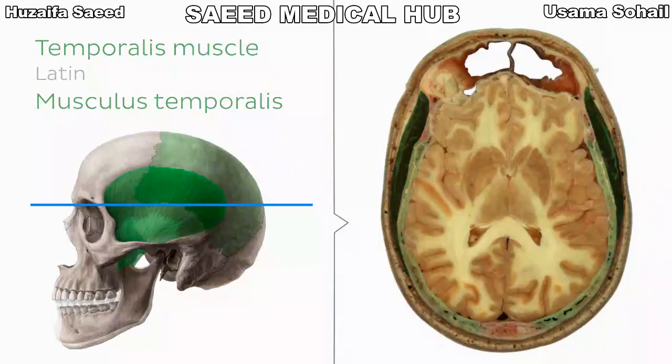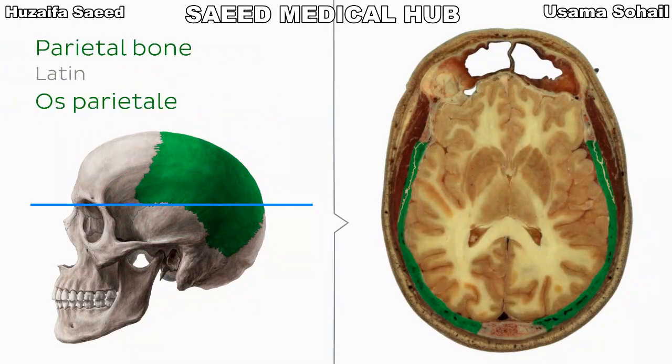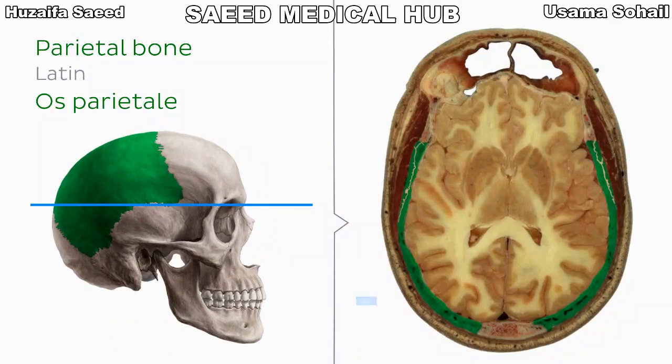Continuing on with the bones of the skull, let's have a look at this bone now highlighted in green, which is the parietal bone. The parietal bone, like the temporal bone, is a paired bone, meaning there is one on the right and left side of the skull. It is found superior and posterior to the temporal bone and contributes to a large portion of the posterior neurocranium, which we can see especially well in our cross-section.